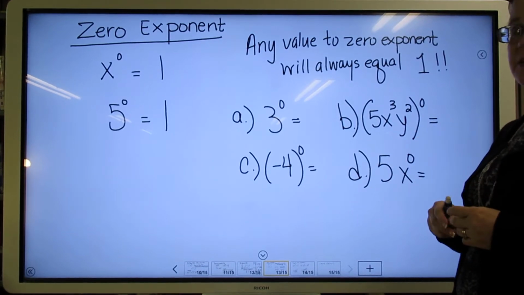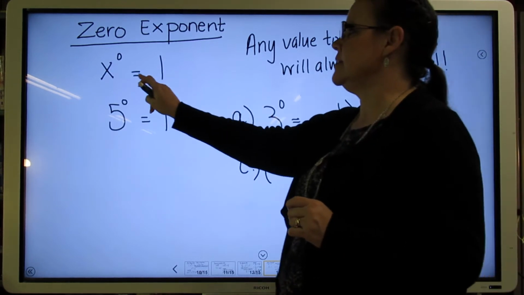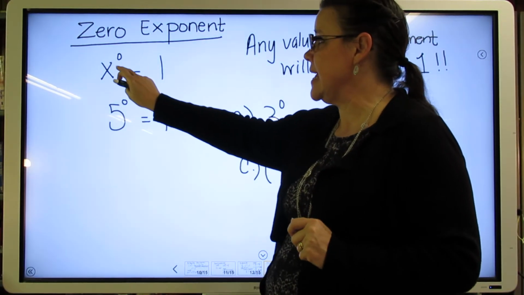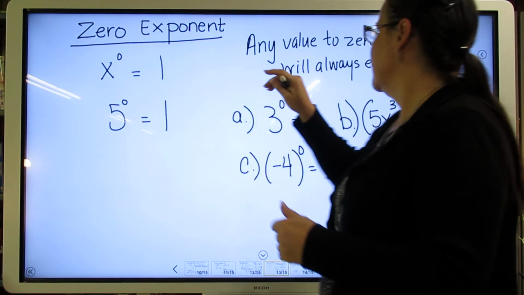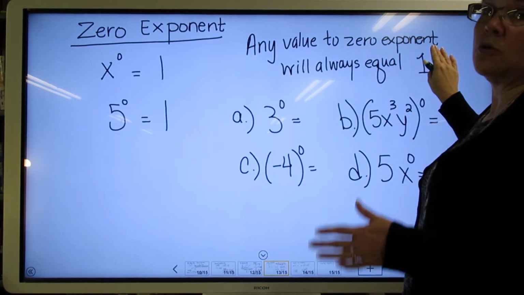Well, now we're going to do the zero exponent rule. And that means anything to the 0 power is going to equal 1. It's going to be a quick little lesson. X to the 0 power is 1. 5 to the 0 power, 1. So any value to the 0 exponent will always equal 1.